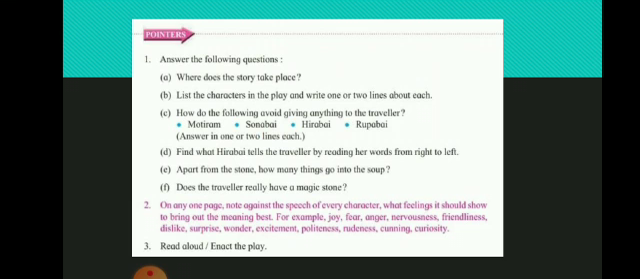Okay, children. Now next is read aloud and enact the play. You have to read the chapter thoroughly, children. Understand the chapter and you can enact the play. You will enjoy. You can enact, say the dialogues said by various characters and enjoy the play by enacting. Okay, now we will move to the next slide.